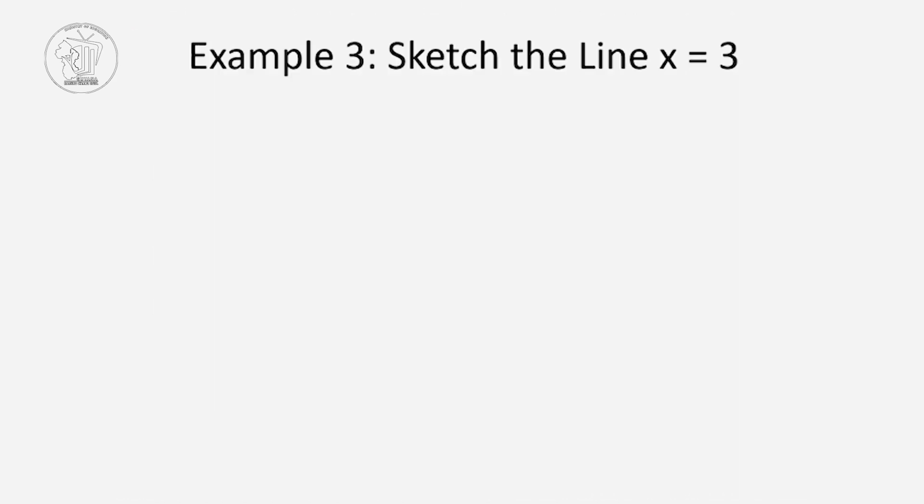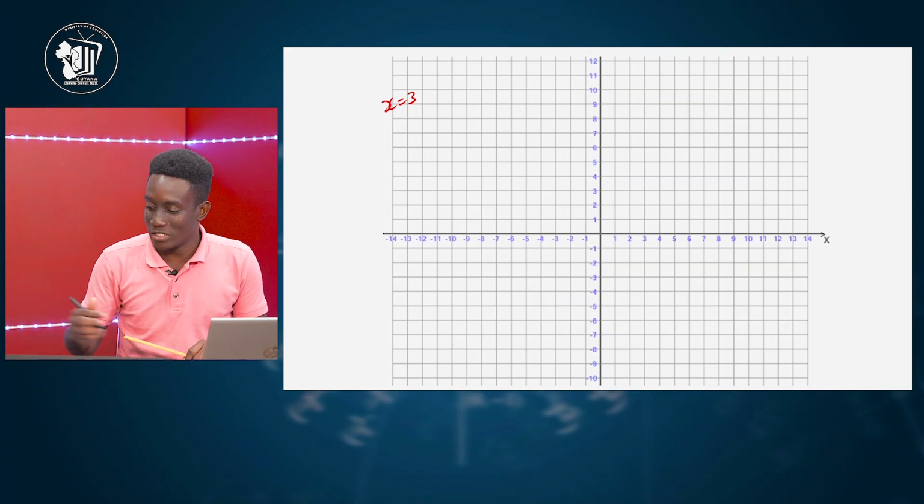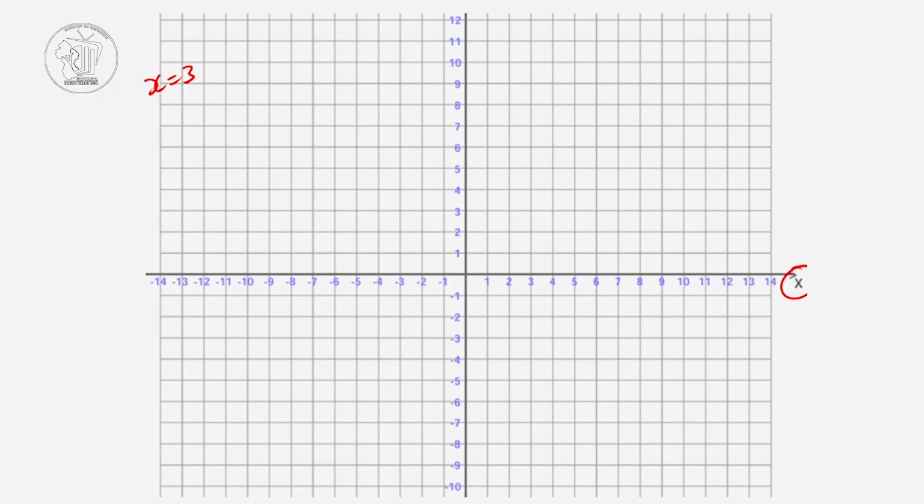Let's look at another one. This one says, sketch the line x equals 3. For these lines, it's very simple to draw. This is the x-axis, and here would be 3 on the x-axis. To get the line x equals 3, all we do is draw a straight line through 3. That will be the line x equals 3, as easy as that.